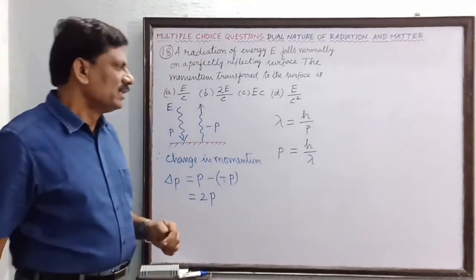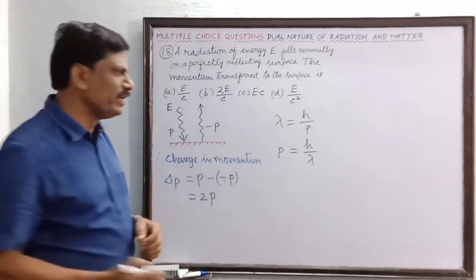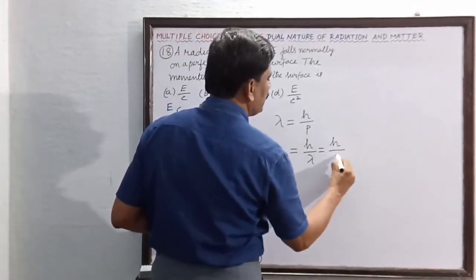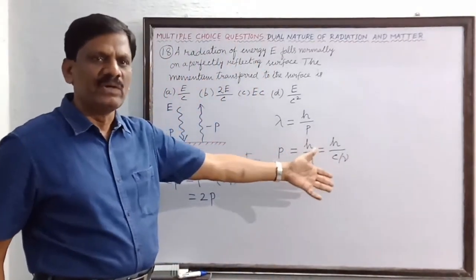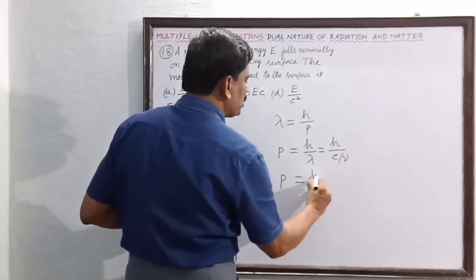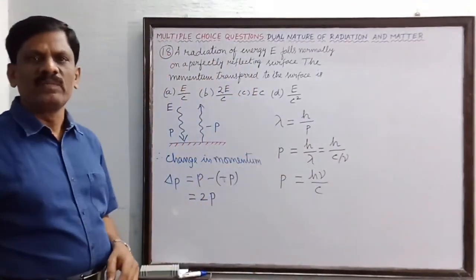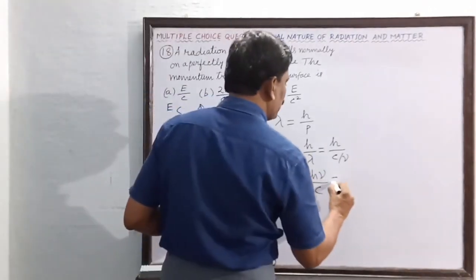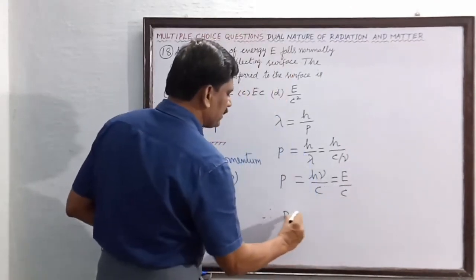Okay, students. Now c equal to nu lambda. Therefore, lambda is equal to c by nu. So I am going to write this as h divided by c by nu, because lambda is equal to c divided by the frequency nu, so that the nu is shifted up. So P is now equal to h nu divided by c. But what is h nu equal to? Energy of a quantum or energy of a photon. So this is now equal to E divided by c. Therefore, P is equal to E divided by c.